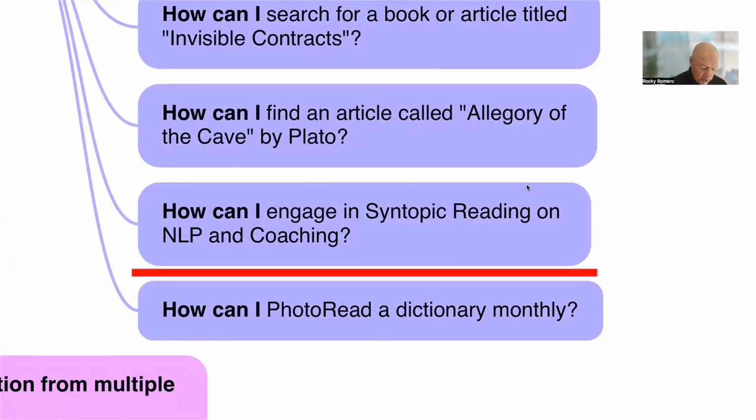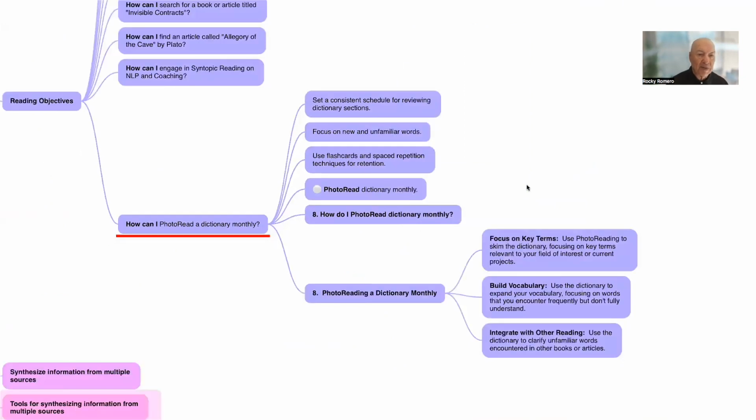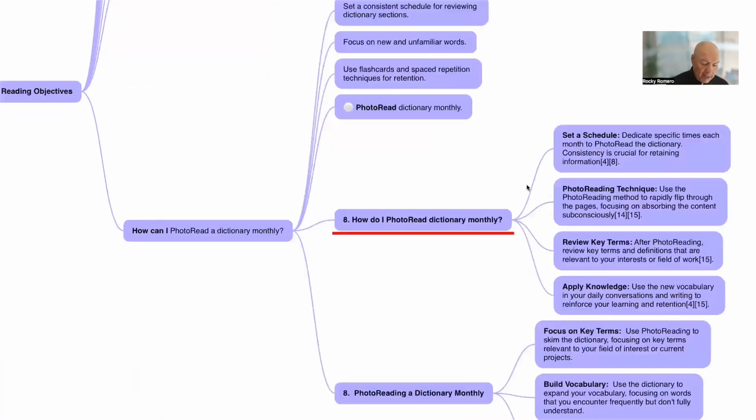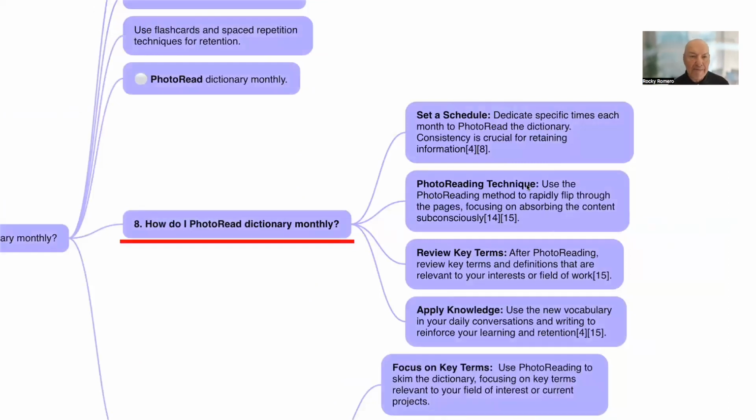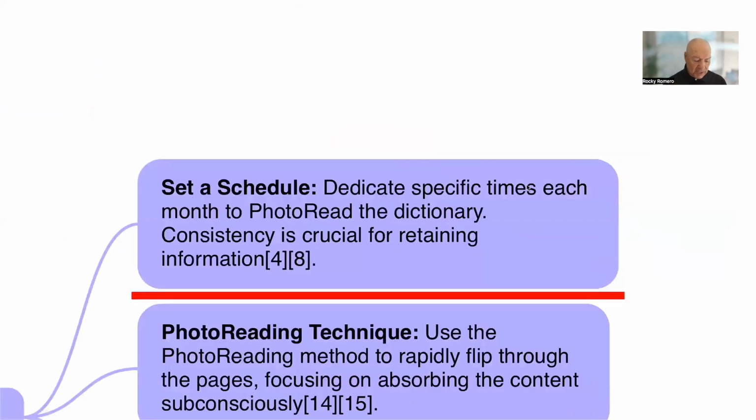How can I photo read a dictionary on a monthly basis? Now, the dictionary is the foundation for our language, and we can do this in English or Spanish or other languages, and I'm testing that out, even if I may not know that language. I'm trusting the subconscious, which has probably 8 to 10 times the capacity of my conscious mind, that it would capture it. So by photo reading it, will it enhance my vocabulary? Probably, more than likely.